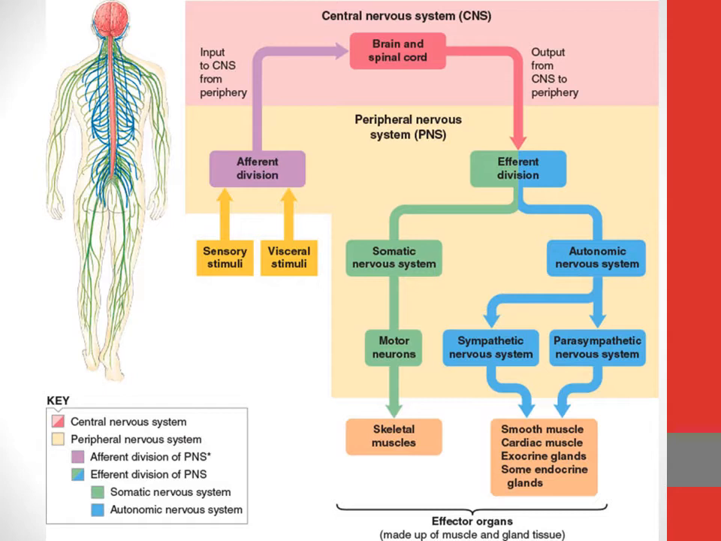Okay, what about the efferent division? So outgoing signals from the brain and the spinal cord. So the brain can send signals from obviously the central nervous system to the peripheral nervous system, and it can then be split up into two divisions. You have your somatic nervous system, which is your motor neurons to your skeletal muscles, right? So the neuromuscular system, okay, in order for you to move your voluntary skeletal muscles.